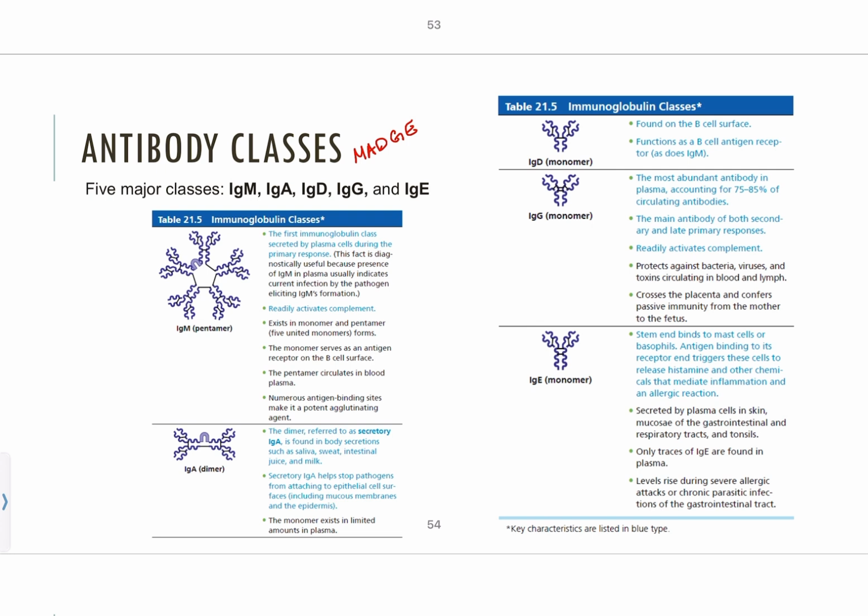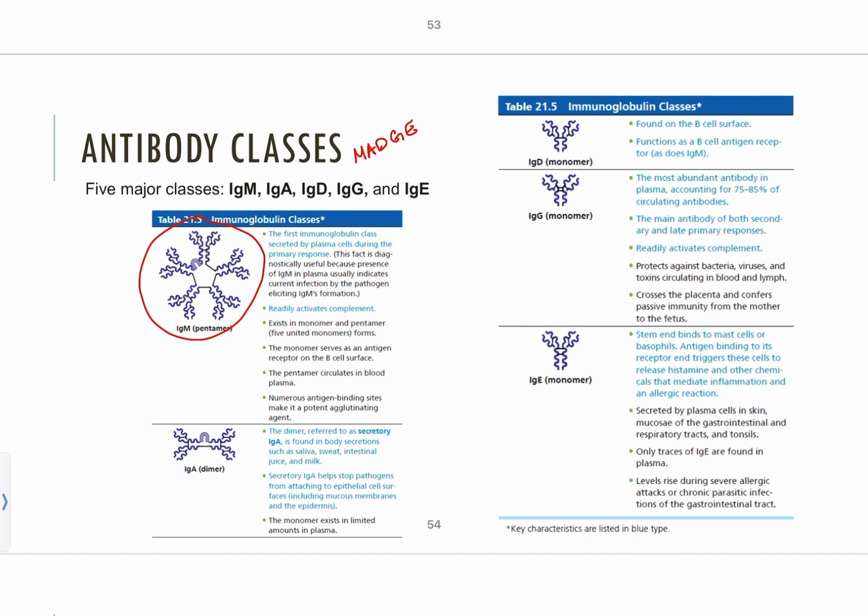So IgM, this is the first antibody that's made, and it's actually a pentamer, meaning it's 5 of those Y-shaped structures that are linked together. So each antibody, the Y-shaped structure, has 2 antigen binding sites. Our IgM has 5 of these, so it can actually bind up to 10 antigens. So it makes it a really powerful antibody because it's able to bind and neutralize up to 10 different antigens. It's also really good at activating complement, which we've talked about previously.